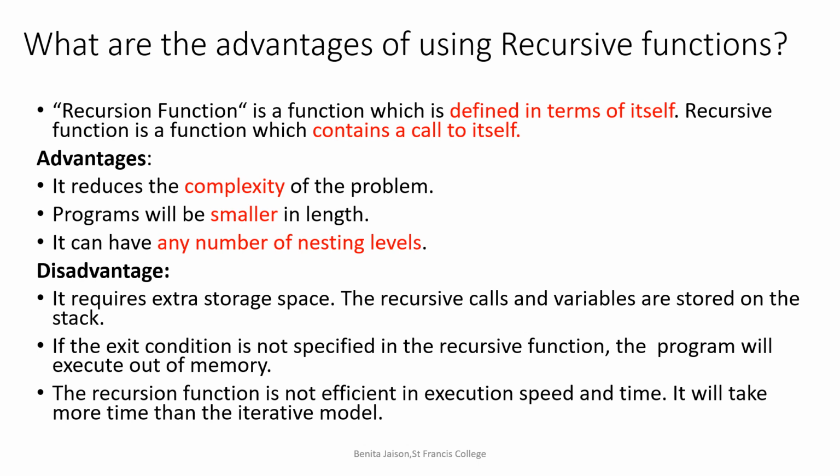So whenever a particular function has to be fully completed, it has to call the inner function. So it will be repeatedly calling the same function. At the end there will be an exit condition. When that is satisfied, it will stop recursively calling the function. So thereafter the return value will be backtracked to the initial call which was made from main. So this will help in reducing the complexity of the problem, and programs will become smaller in length, and it can have any number of nesting levels.